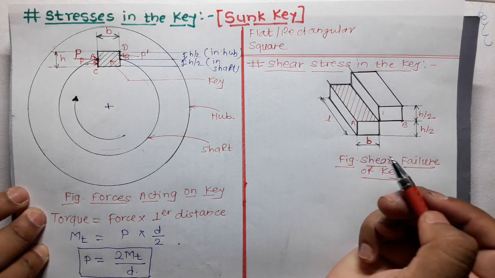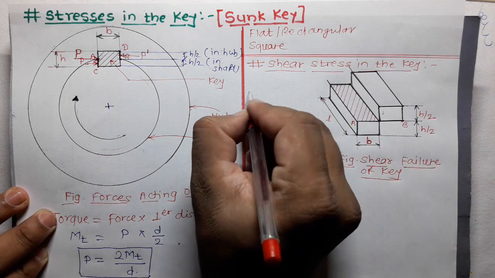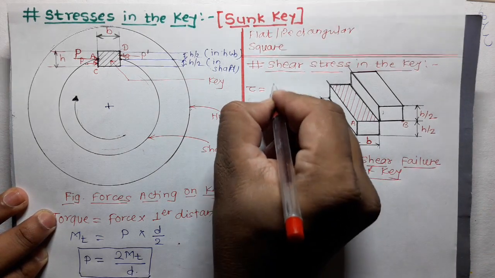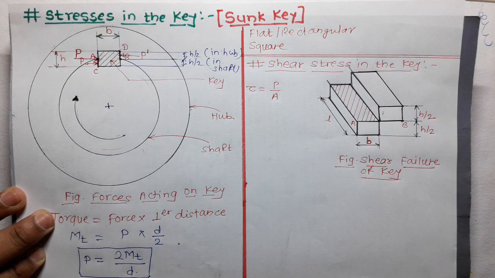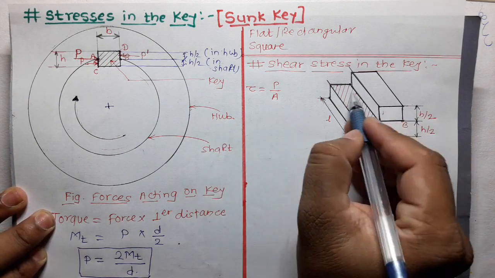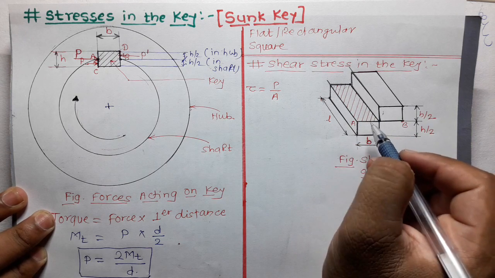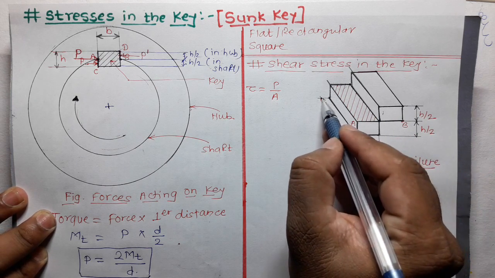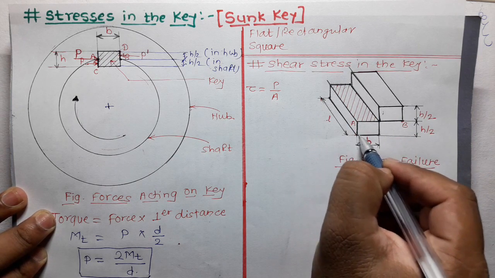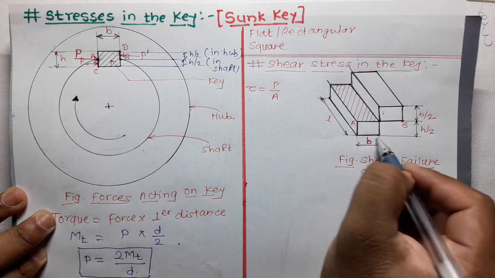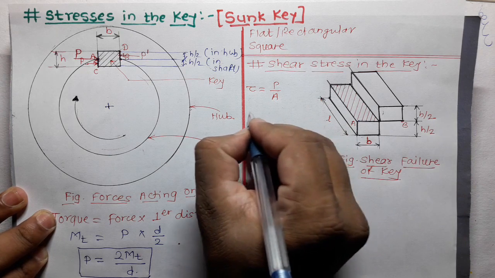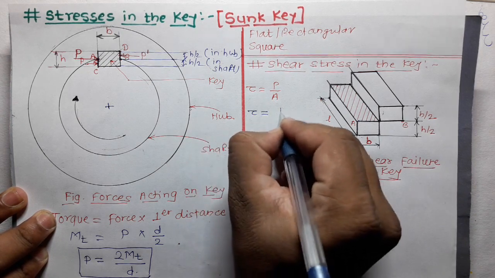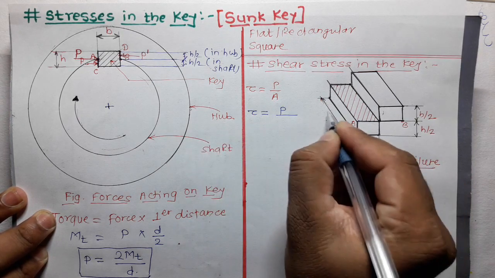Now let us write the equation for shear stress. We know that shear stress tau is equal to P upon A, and for the area, this hatched portion is the area subjected to shear stress, and clearly it is L into B. So this B into L is the area subjected to shear stress. So we can write tau is equal to P upon B into L.